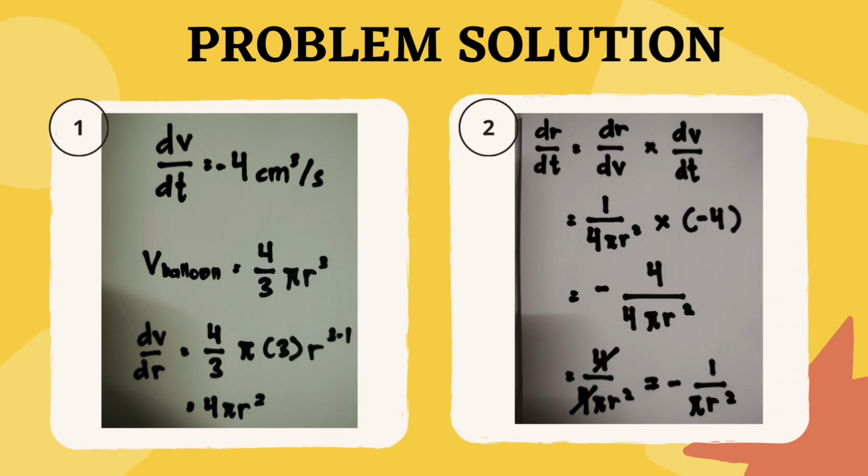Using the formula dr over dt equal to dr over dV times dV over dt, we get 1 over 4 pi r squared times negative 4. The answer is negative 4 over 4 pi r squared, and this can be simplified into negative 1 over pi r squared.